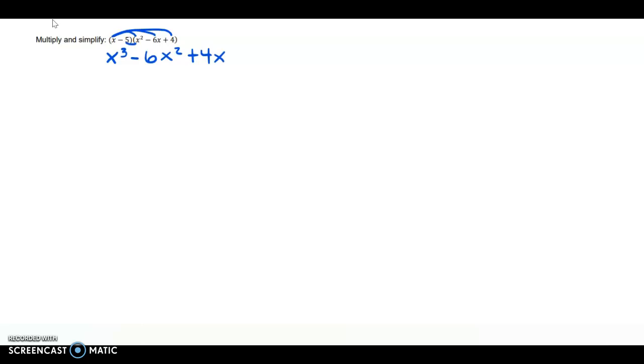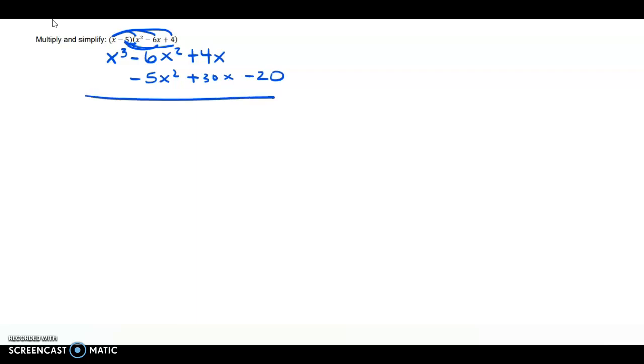Now when I'm doing this, rather than write it out in a big long line, I like to line up the terms. So with minus 5x squared, I'm going to actually write it under the other x squared term. Negative 5 times negative 6x, I'll get a positive 30x. And then negative 5 times positive 4, I'll get a negative 20.